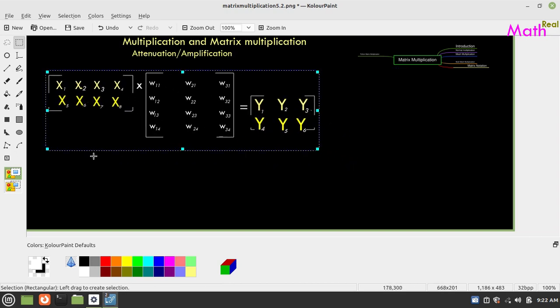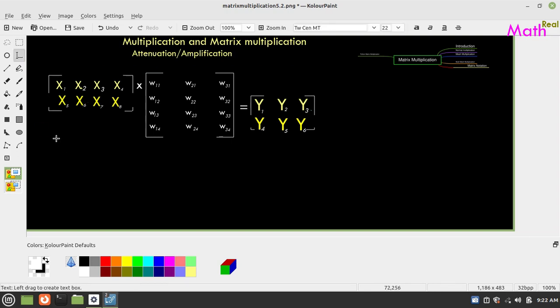If I see this matrix, it is of dimension 2 rows by 4 columns. There are 2 rows and 4 columns, and the other is 4 rows by 3 columns. This will lead to a 2 into 3 matrix. This is what the output is: 2 rows, 3 columns. This is what we are trying to achieve.